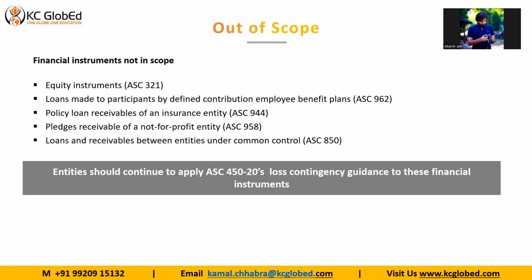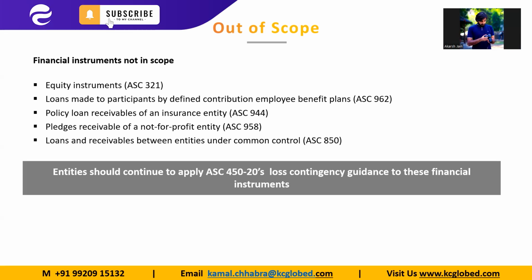Any doubt here? So far so good. What is in scope? That's the question. Trade receivable, then insurance receivable, and then off-the-balance-sheet items. Yes, yes. What else?